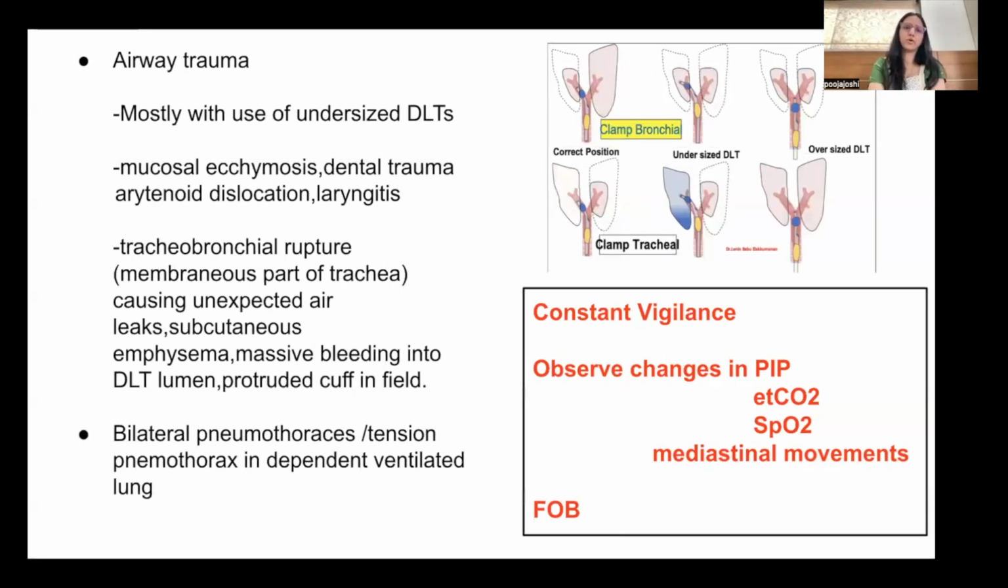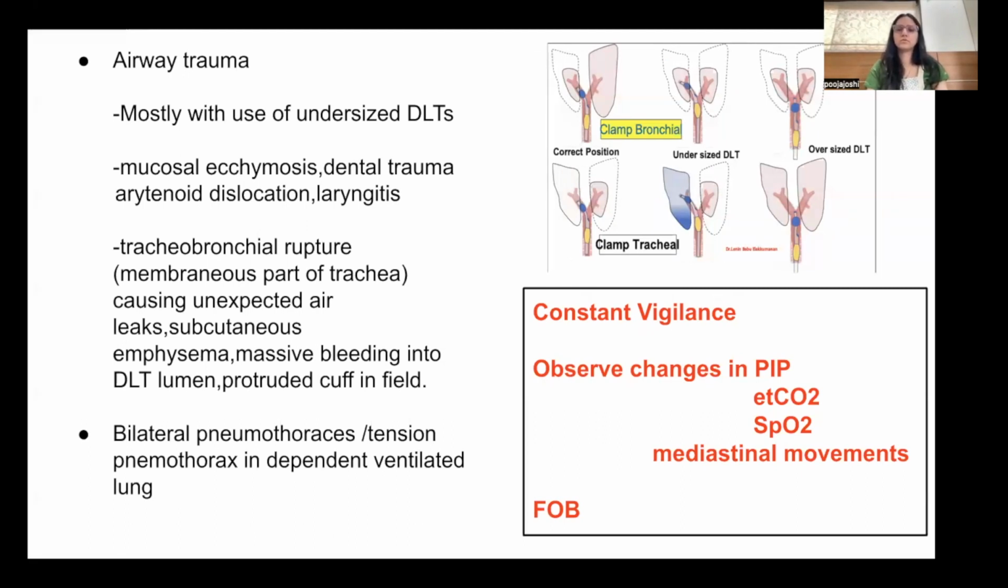Also, airway trauma because of the bigger size of the DLT. As a tube itself, the DLT is bigger. There are mucosal ecchymosis, dental trauma, arytenoid dislocations, tracheobronchial tree rupture, mostly in the membranous part of the trachea, causing unexpected air leaks, subcutaneous emphysema, massive bleeding into the lumen. Bilateral pneumothoraces and tension pneumothorax have also been reported.